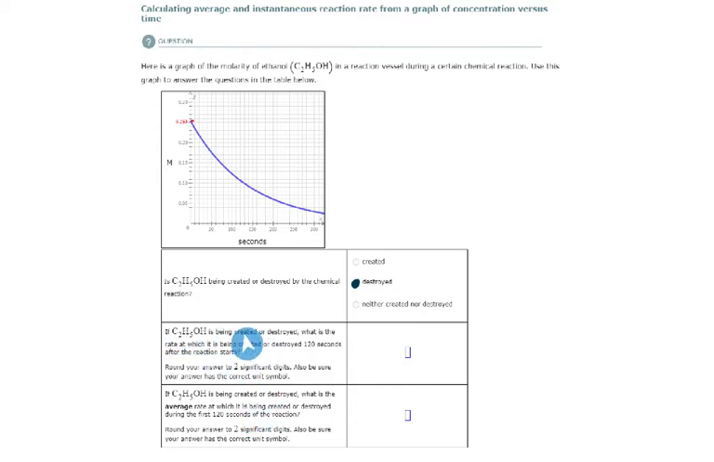Now the next two parts ask us, if ethanol is being created or destroyed, what is the rate at which it is being created or destroyed 120 seconds after the reaction starts. What they're asking us to do is to find what the notes in the lecture PowerPoint call the instantaneous rate. Now if you check the notes in the PowerPoint, it says that in order to find the instantaneous rate, you need to find the slope of a line tangent to the curve at that particular time, at that particular instant.